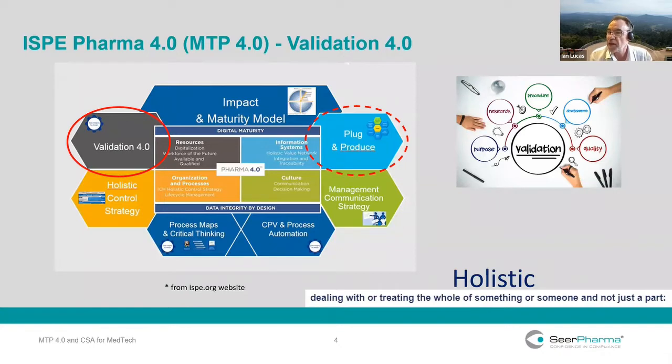Anyway, today I want to concentrate on Validation 4.0 because that's the computer side of things. But initially I want to touch on the plug and produce side of things. Just be aware that this whole Industry 4.0 is a holistic view of your processes, using technology as a driver to help you change the way you do things. And a lot of things are procedural. Why do we do that? Because we think the regulations say we need to do this.